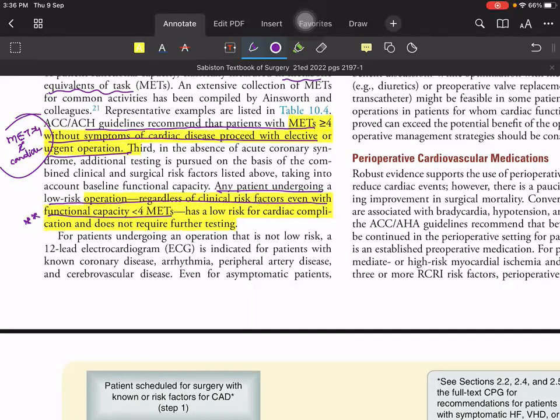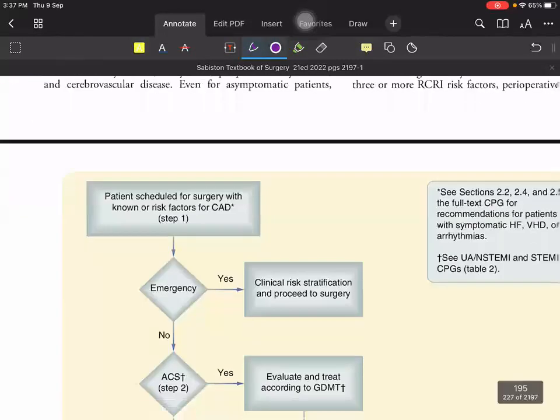So any patient undergoing a low risk operation, regardless of clinical risk factors, even with functional capacity less than 4 METs, has a low risk for cardiac complications and does not require further testing. So the patient already has a low risk operation only. For that patient, less than 4 METs is not going to change anything.